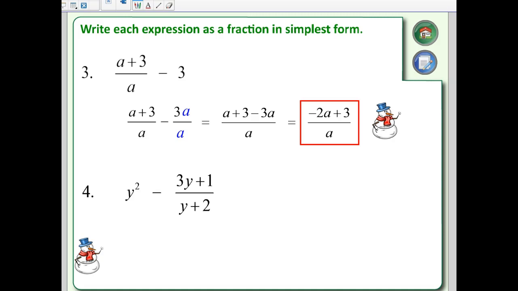Okay, again, my common denominator had to be A. If you look at my number over here, my equivalent fraction is here. And now I've got to subtract the numerators. So, final answer's in the red box. Everybody try number 4. What's my only choice for a common denominator? Yeah, it's got to be y plus 2. Okay, let's go ahead and work on that one for a minute and we'll check our answers.